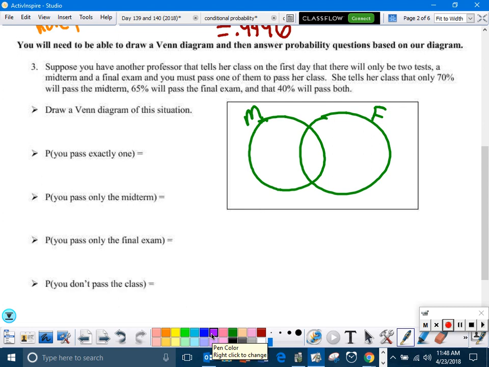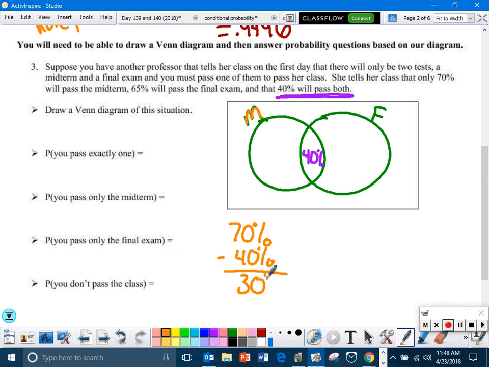So you always start in the middle. 40% will pass both. Now we have to fill in the other 2 circles, but we've already got a percent inside both circles. So we'll do the midterm. So we got to take 65%, nope, take that back, 70%. 70% pass the midterm. We already have 40% in the middle, so we have to subtract that, and we're left with 30% for the rest of the circle. 30 and 40 make the 70.